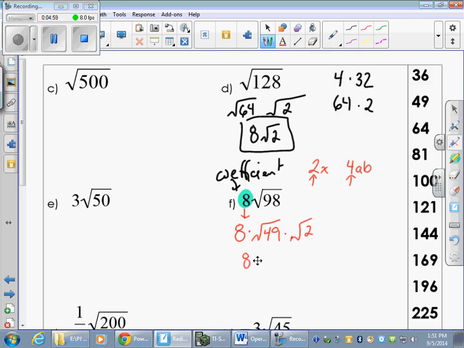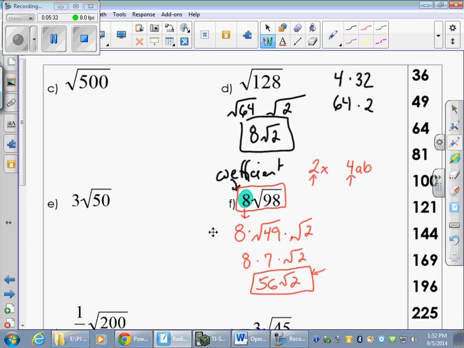The square root of 49 would be 7, so we're left with 8 times 7 times the square root of 2. And now we're going to multiply these coefficients. And we end up with 56 times the square root of 2, or 56 radical 2. Now again, you may want to go into your calculator, type this in, get an approximated decimal value, then type in this expression, get an approximated decimal value, and make sure they're the same.